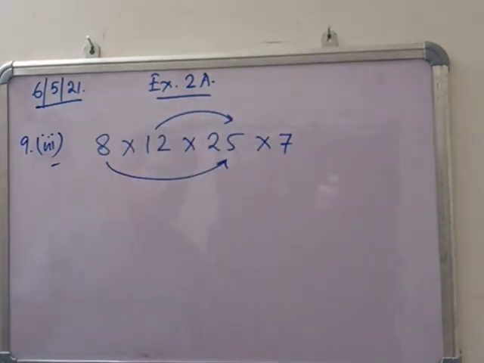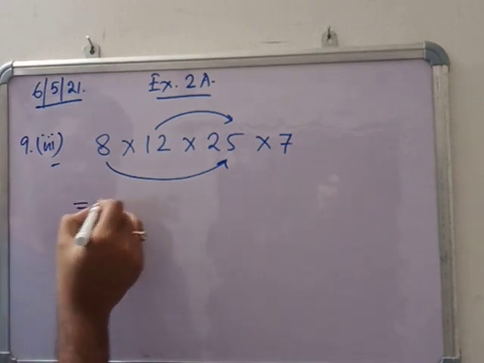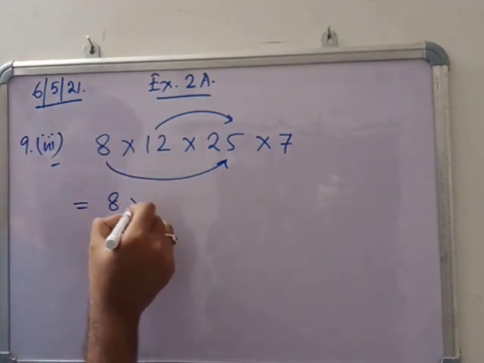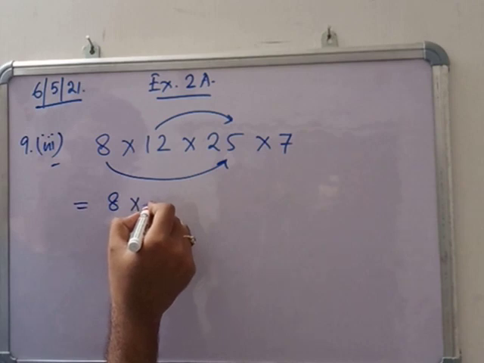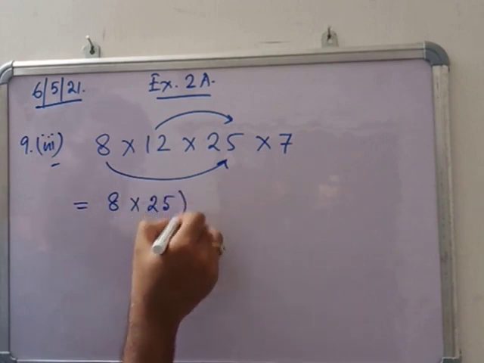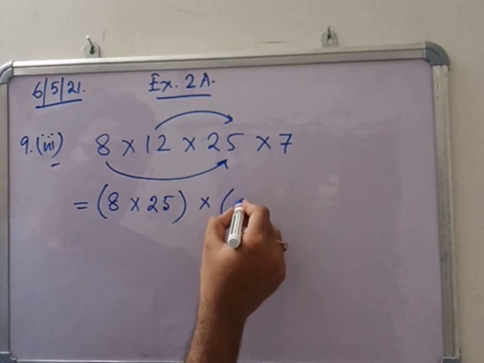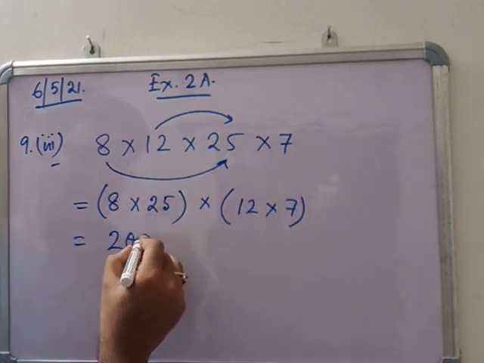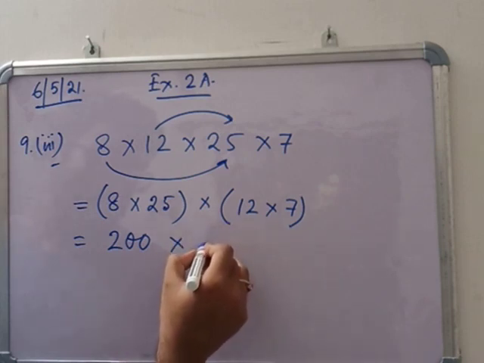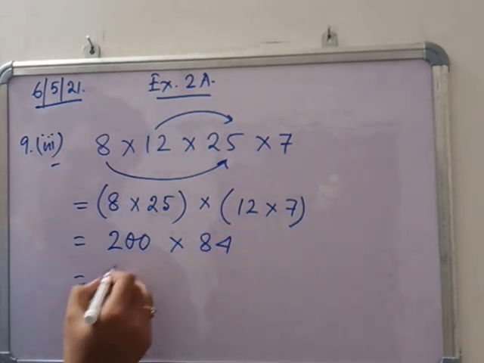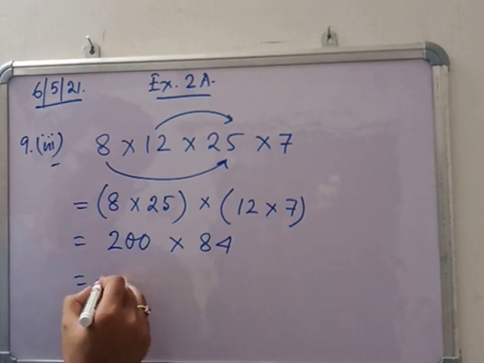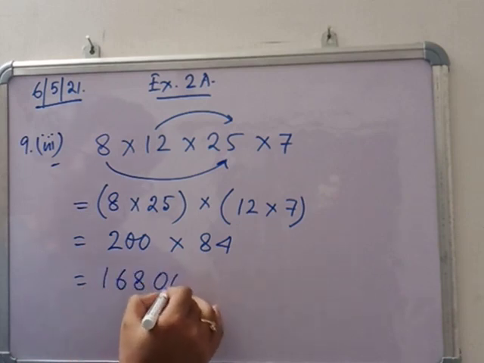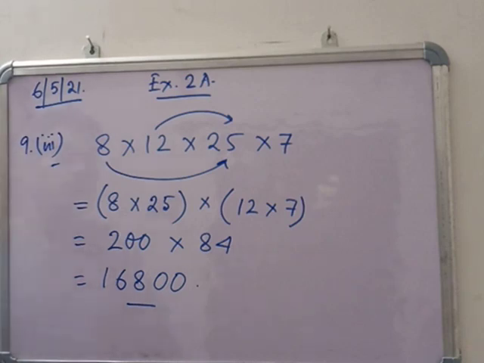Now see that 8 into 25 into 12 into 7. That means 200 into 84. So 2 into 84 is 168, so this is 16800. So 16800 is the answer. Note it down, all of you.